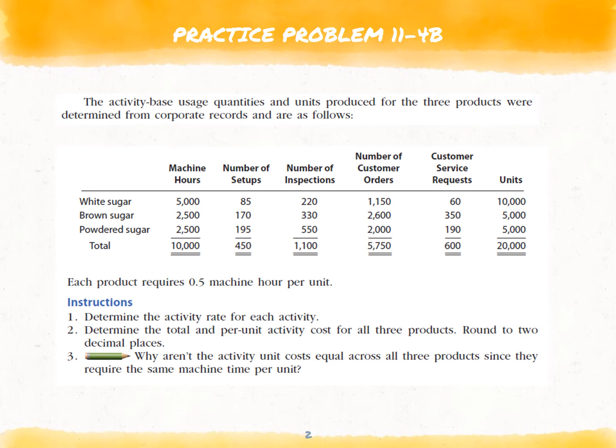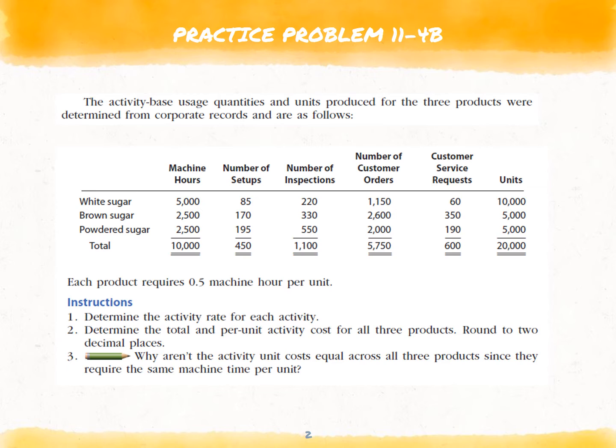The activity base usage quantities and units produced for the three products were determined from corporate records and are as follows. For machine hours, a total of 10,000 hours. For number of setups, 450. Number of inspections, 1,100. Number of customer orders, 5,750. And customer service requests, 600. And a total of 20,000 units for all products. Each product requires 0.5 machine hour per unit.